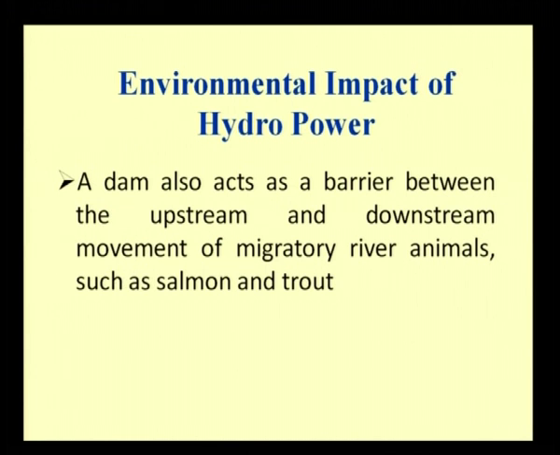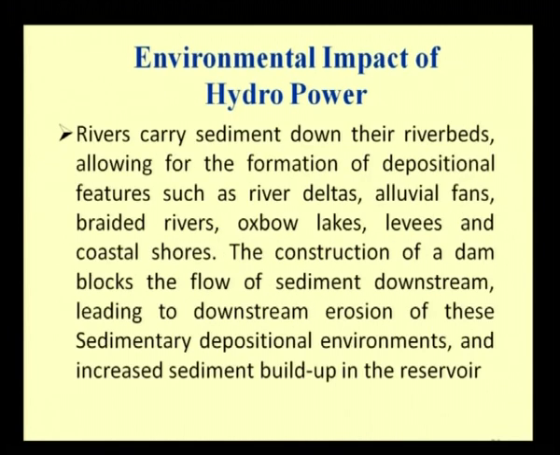And now, let us see how they are impacting. A dam acts as a barrier between upstream and downstream, and therefore it affects migratory river animals such as salmon and trout; it is a barrier for the free movement of fishes. And rivers carry sediment down the river beds, and this allows the formation of depositional features: river deltas, alluvial fans, braided rivers, oxbow lakes, levees, and coastal shore, and all these are caused by the sediment.